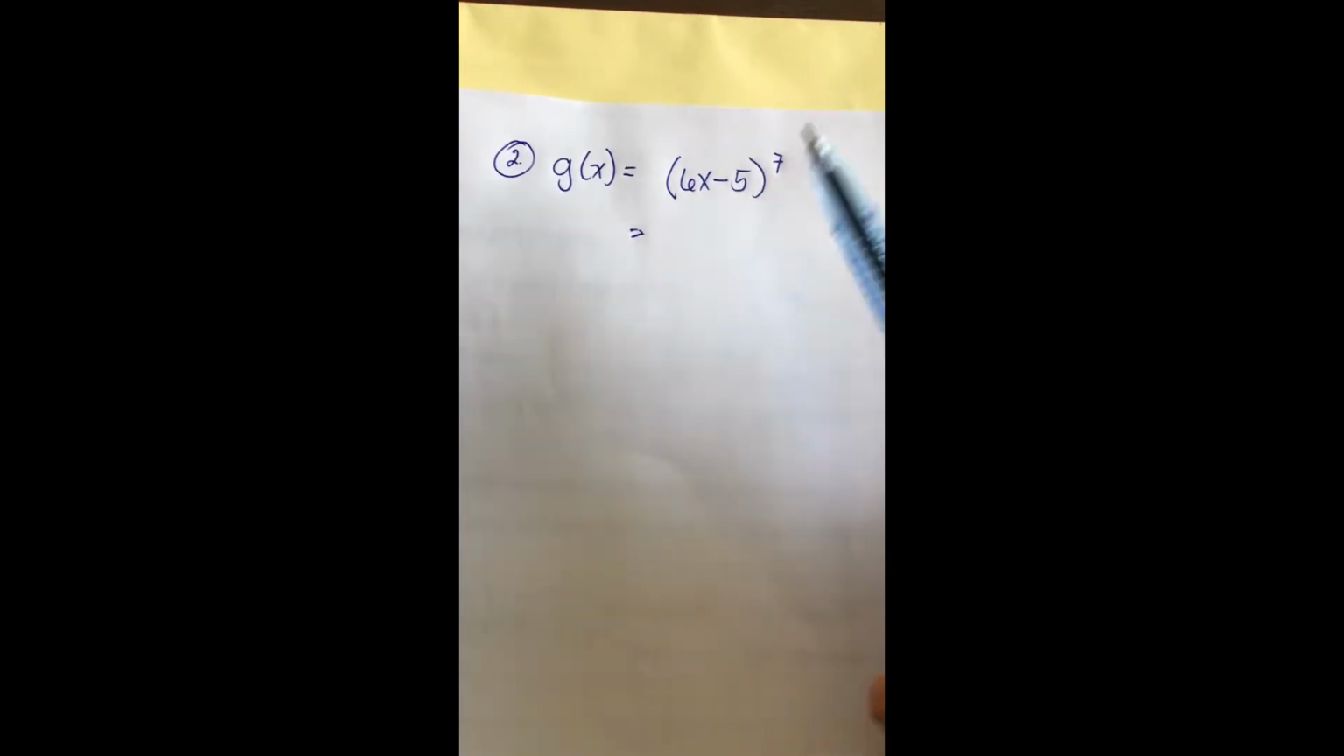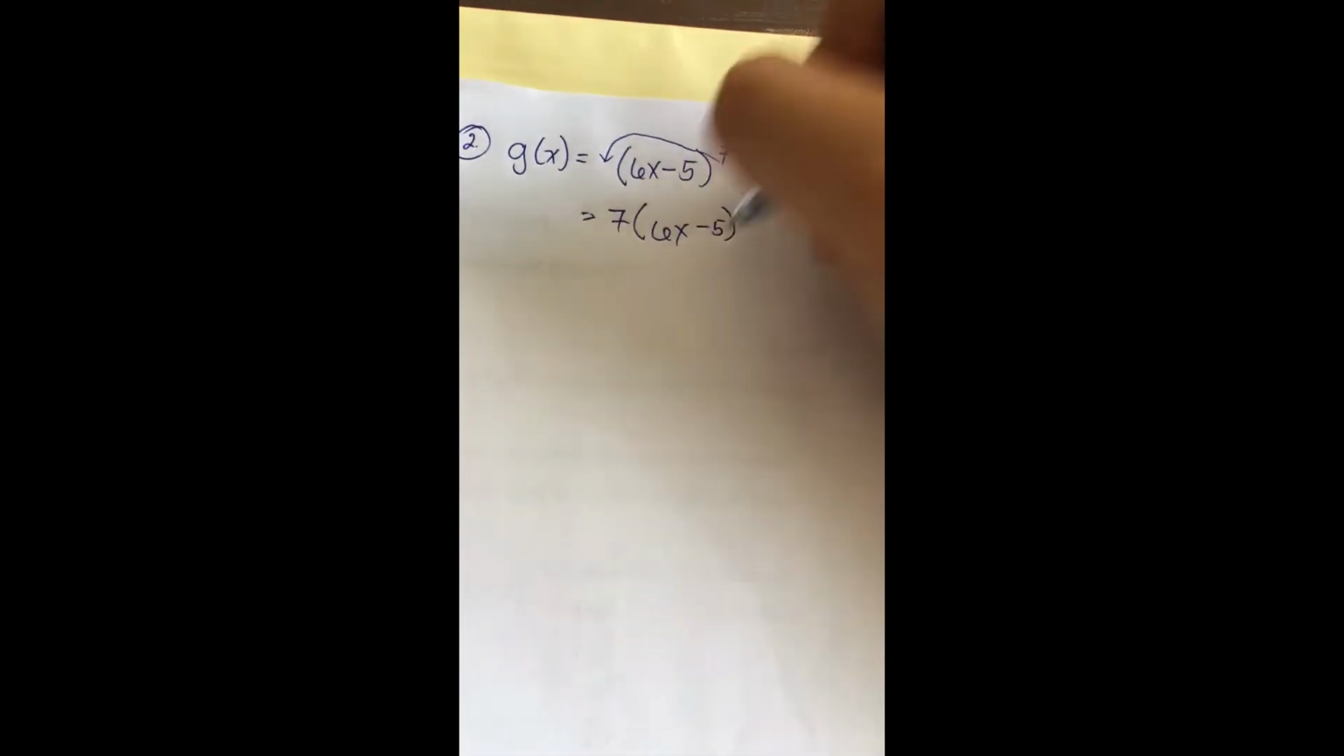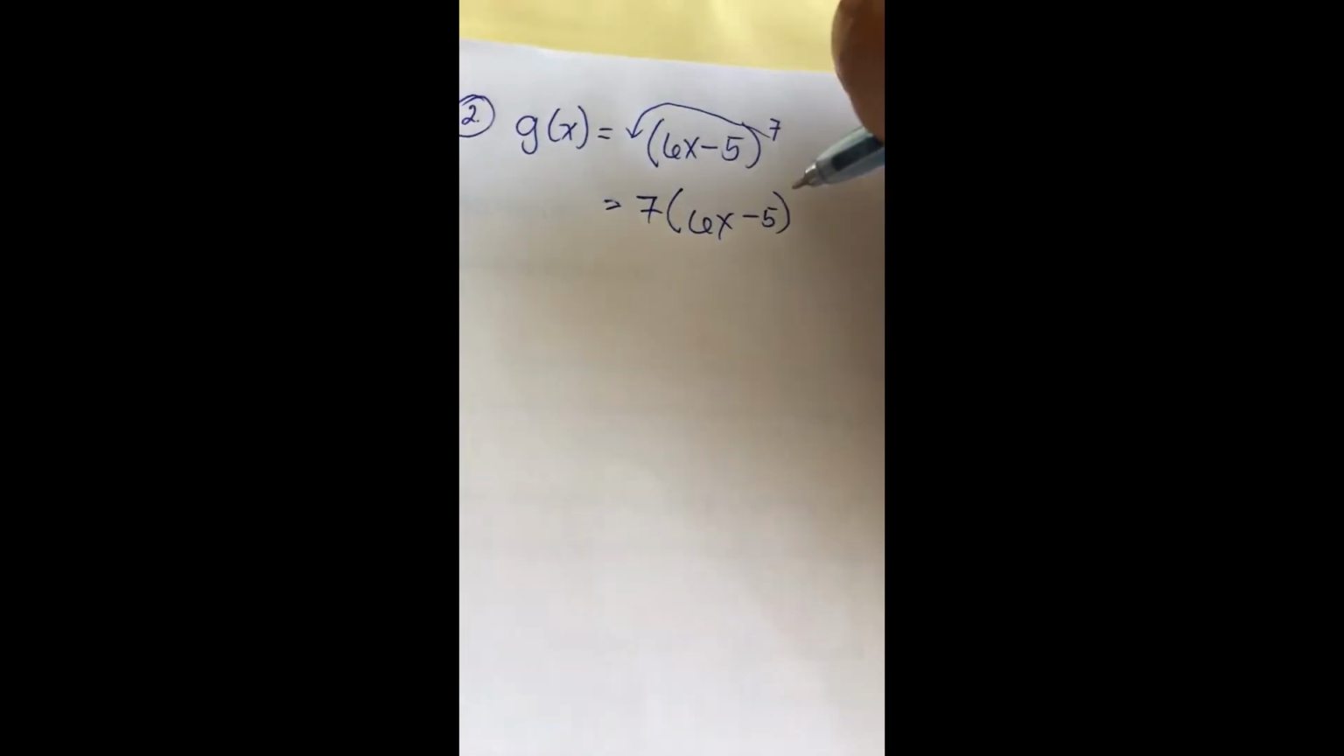So, let's proceed to another example. Example number 2, g of x is equal to 6x minus 5 raised to 7. We are going to solve this one using the chain rule process, the same process we have done earlier. So, first, apply the power rule. There is an exponent of 7. Applying the power rule, we have 7 times 6x minus 5, and of course, it should be raised to 7 minus 1.